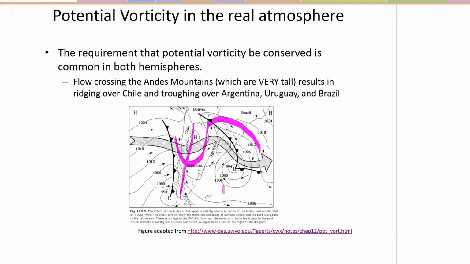It's the reason we get Alberta clippers. It's the reason we get Colorado lows during the winter. You see lows popping up in Colorado from conservation of potential vorticity because of that stretching on the lee side of the Rocky Mountains. So Colorado, western Kansas area is normally a generation area for surface lows because you have lee side troughing from flow over the Rockies.